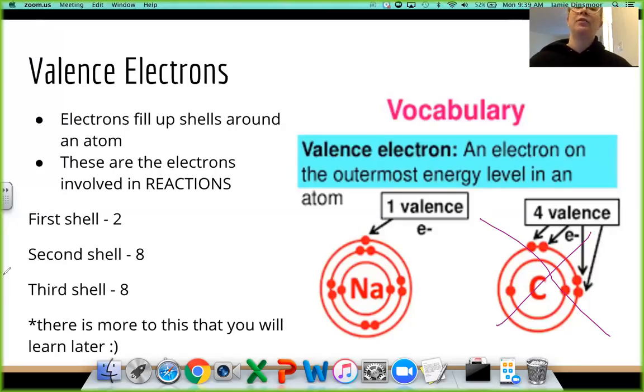Again, there are more shells. We're going to keep it pretty simple here. When we start talking about bonding, we're going to keep it simple, but I will start going into some heavier chemistry stuff if it interests you. The scope of this course, you really don't have to know too much. But you should understand what valence electrons are. They're the electrons that fill up the outer shell. The outermost energy level is technically the correct terminology. And they're the ones that are involved in reactions.